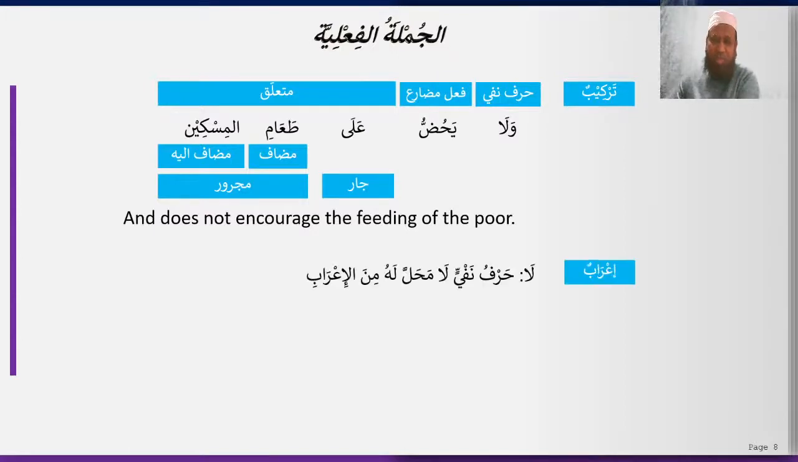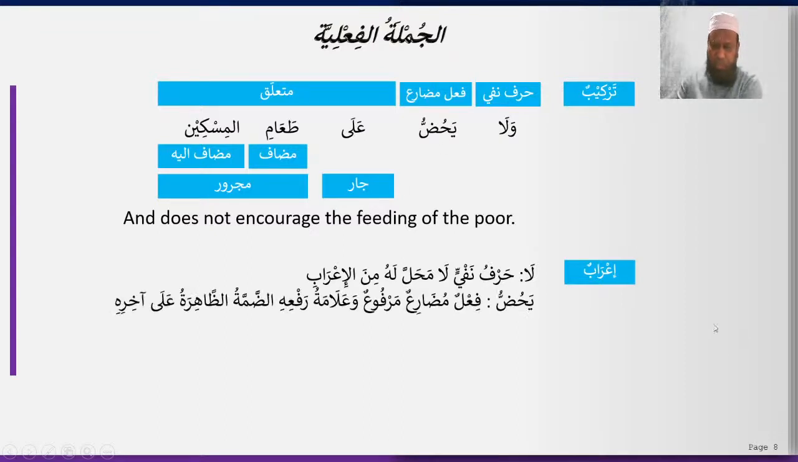The إعراب of the جملة will be لا حرف نفي لا محل له من الإعراب. Now this لا comes to negate فعل مضارع. يحد فعل مضارع مرفوع وعلامة رفعه الضمة الظاهرة على آخره. والفاعل ضمير مستتر جوازا تقديره هو.